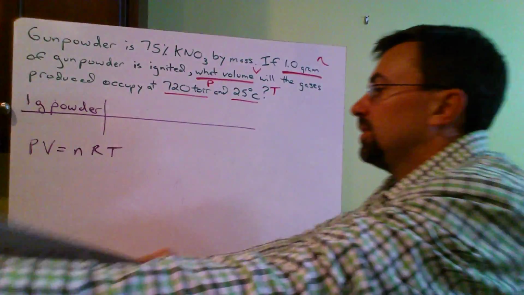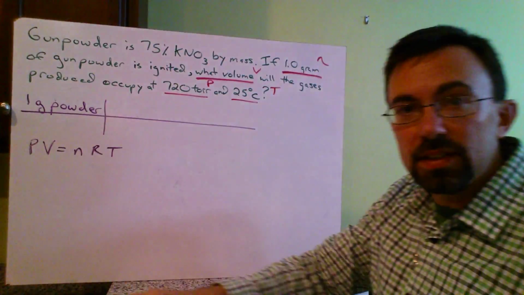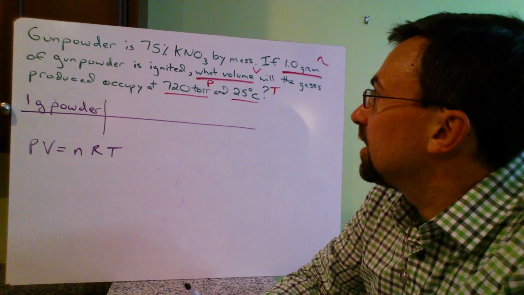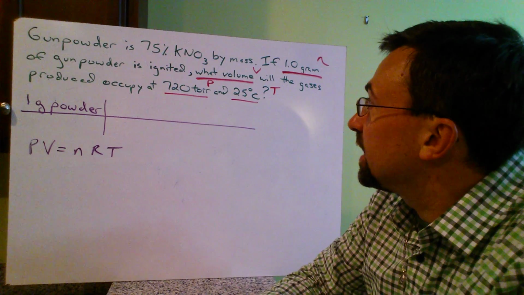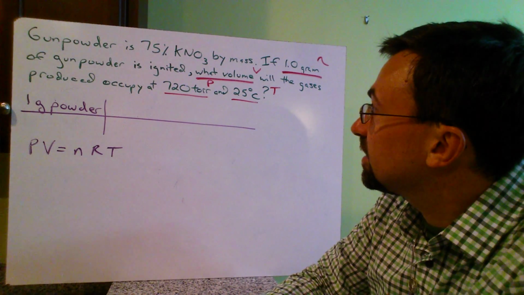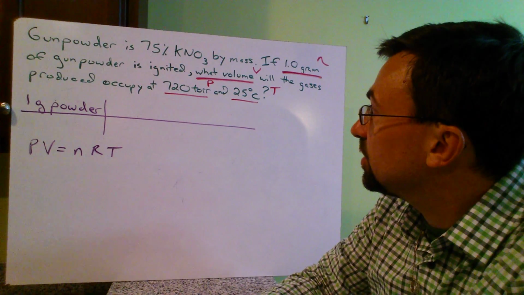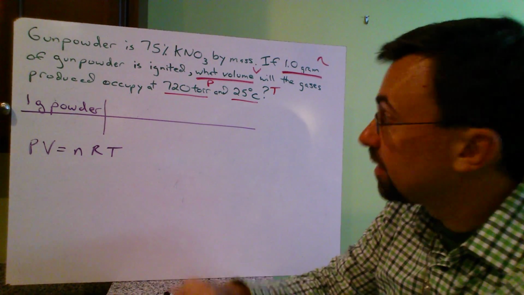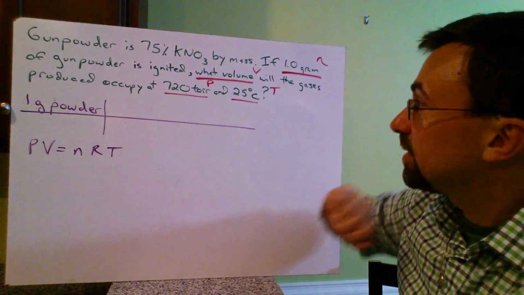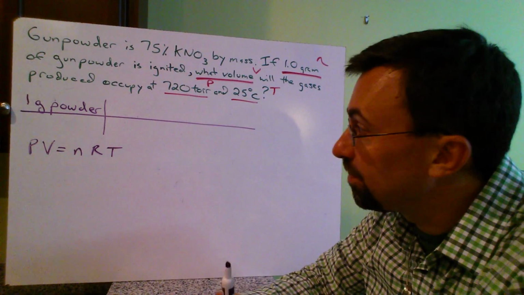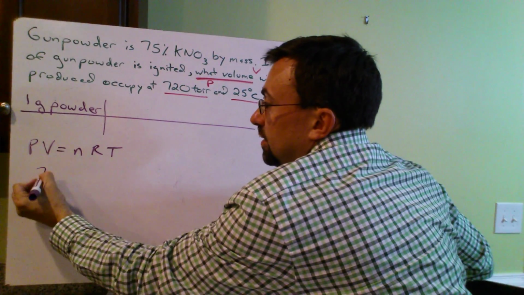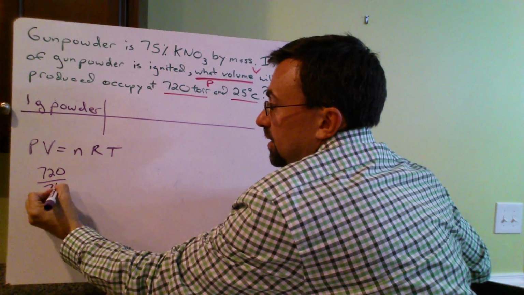So, another version of this, working on these same ideas, mixtures, stoichiometry. Gunpowder can be composed where it's 75% potassium nitrate by mass. If 1 gram of gunpowder is ignited, what volume will the gases occupy at 720 torr and 25 degrees Celsius? So again, pressure, temperature, volume, amount. This is a single PV equals nRT. And I think pressure is pretty straightforward. 720 over 760.